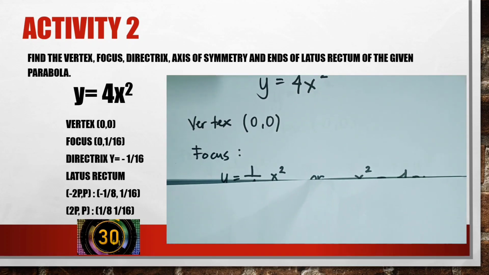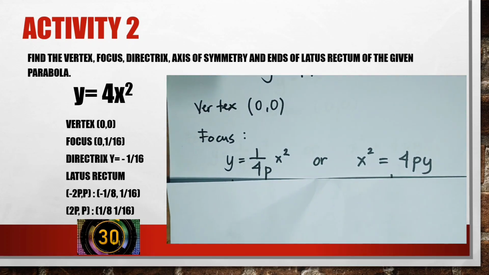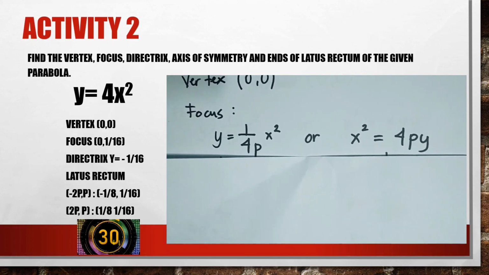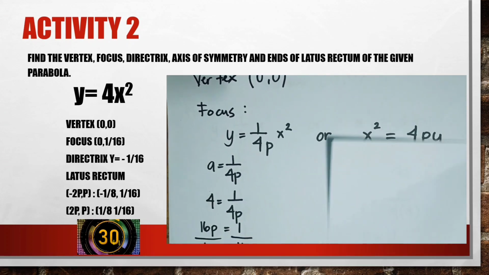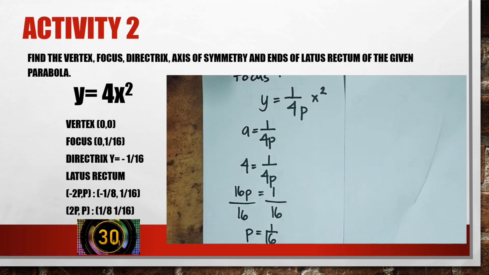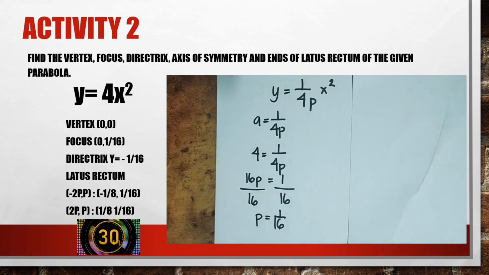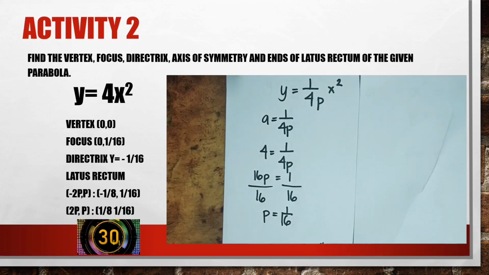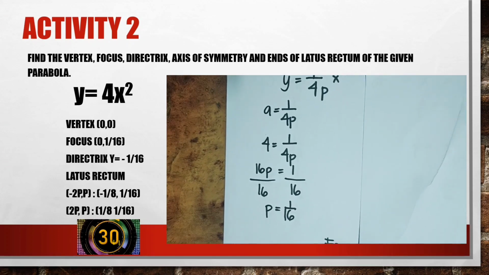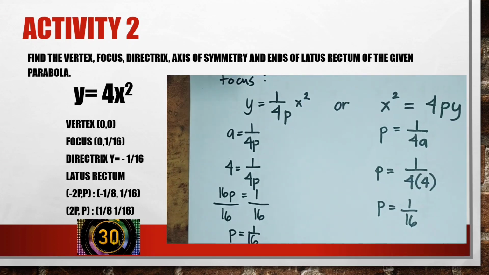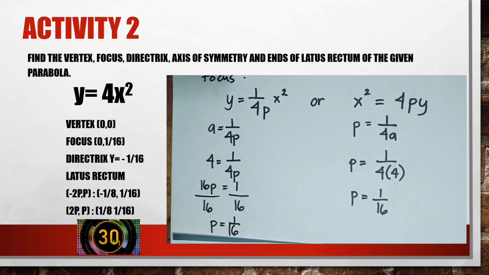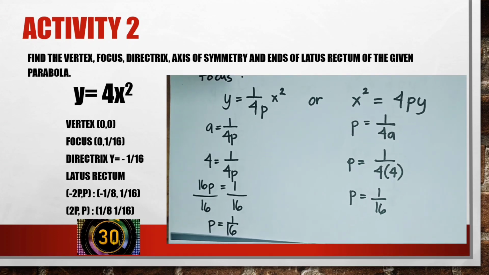Y is equal to 4x squared and the vertex is 0, 0. There are two ways of solving for the p of our focus: y is equal to 1 over 4p x squared, or x squared is equal to 4py. Let's have first y is equal to 1 over 4p x squared. Since a is represented by the coefficient and our coefficient is 4, 4 is equal to 1 over 4p. Then cross multiplication, we have 16p is equal to 1. Divide both sides by 16, therefore p is equal to 1 over 16.